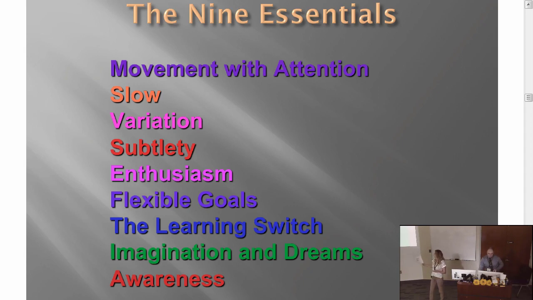So, nine essentials. I'm only going to talk about a couple of them for time's sake. So anyway: movement with attention, slow, variation, subtlety, enthusiasm, flexible goals, the learning switch, imagination and dreams, and awareness. Those are her nine. And I'll just talk about a couple.